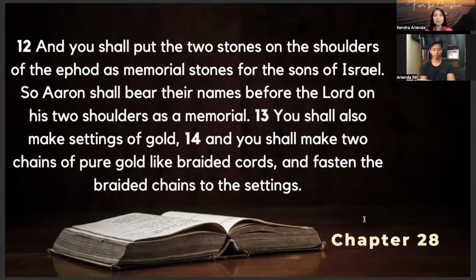And you shall put the 2 stones on the shoulders of the ephod as memorial stones for the sons of Israel. So Aaron shall bear their names before the Lord on his 2 shoulders as a memorial. You shall also make settings of gold, and you shall make 2 chains of pure gold like braided cords, and fasten the braided chains to the settings.